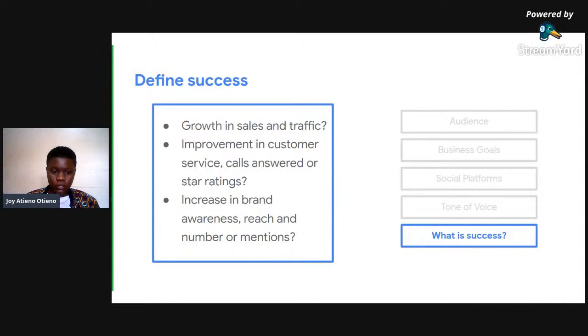So you will be able to realize growth in sales and traffic, and improvement in customer service. You will see an increase in brand awareness. And how do you measure it, right? How many followers you get, you know that there is brand awareness. How many comments and likes you get per post, you know that there is increased brand awareness.